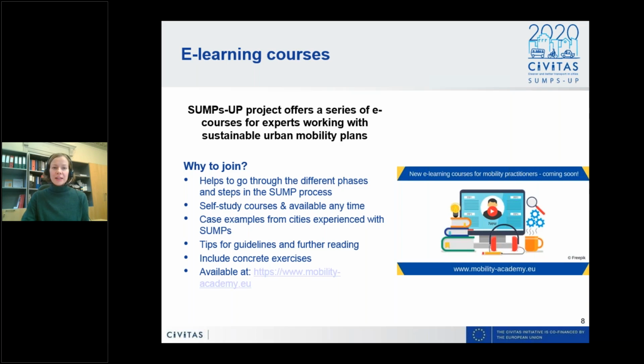And we have also included case examples from cities who are already experienced with SUMPs to give you concrete and practical examples of how it could be done. Also, we have tips for guidelines that could be helpful and for further reading. And also exercises where you can practice different steps, like how to prepare, what to include in an action plan, and so on. And everything is available in the Mobility Academy.